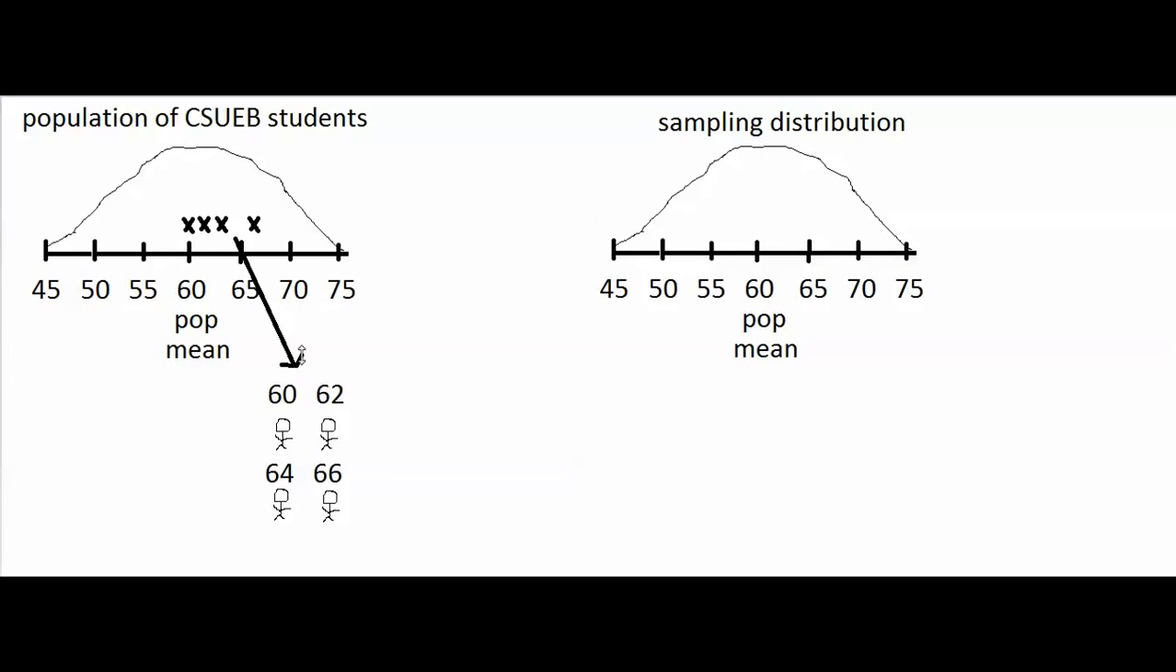Now I calculate the mean height of my sample. I add the 4 heights that I've recorded and I divide the total by 4. If I did that, the mean of my sample would come out to 63. The mean of these 4 heights is 63.